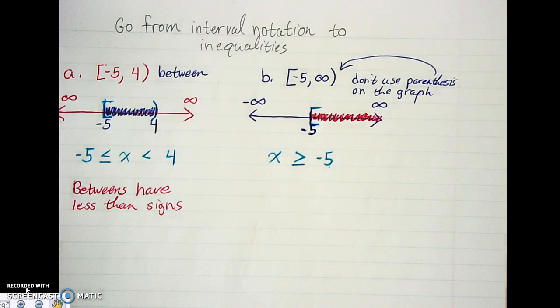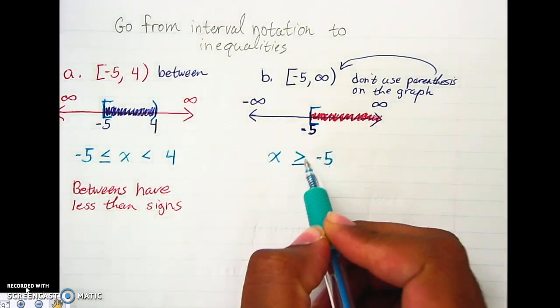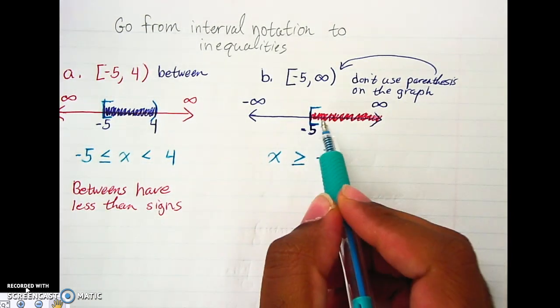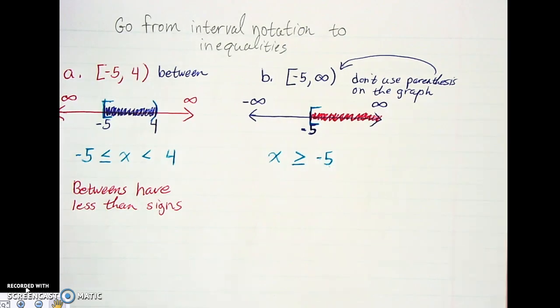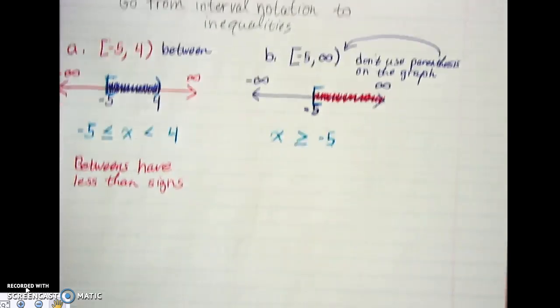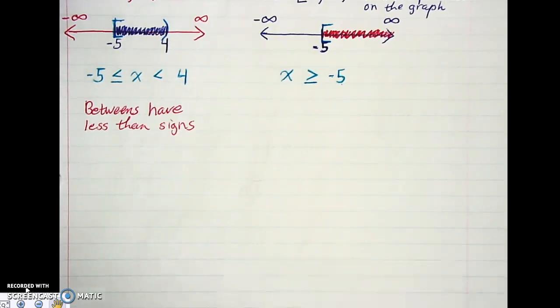And again, hopefully everybody can see that. We don't have to write it out, but if you need me to come over there and explain it again, I'll explain it. But again, x is greater than or equal to negative 5, because those are the numbers that are shaded. Okay? And then we have one last one, which is c.